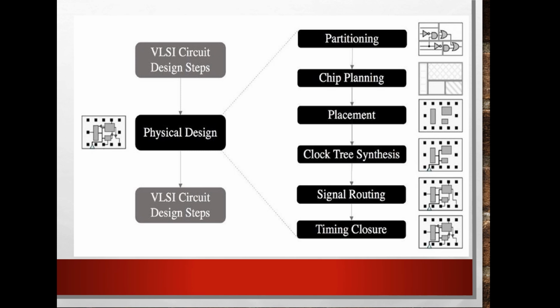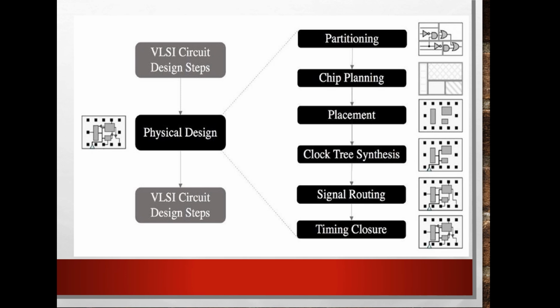Then you will have chip planning, or floor planning, where you plan how your components would be arranged on that area. That is referred to as floor planning or chip planning. You will get an approximate idea of how the components would be placed on the chip. The next step is placement. In placement, you will be placing the blocks that you have, deciding the accurate position of the blocks in this step.